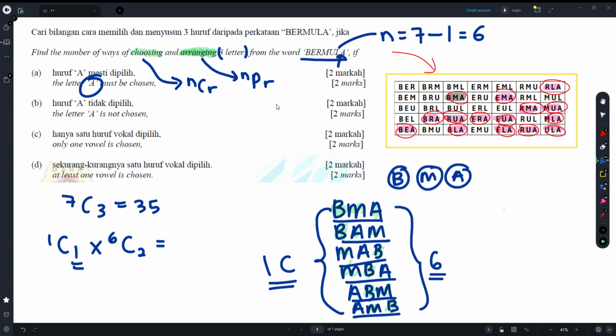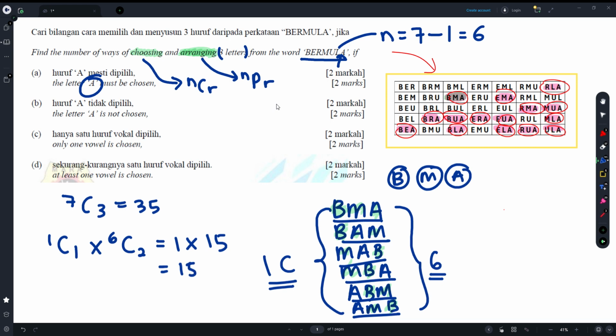Please take note, 1 plus 2, you'll end up getting 3 because that is the total number of letters we want at the end of the day. So always check this. Please do not put 3 here. It will be a mistake. So 1 choose 1 is 1 and 6 choose 2 is 15. So you'll get 15 and that is the 15 highlighted here for you.